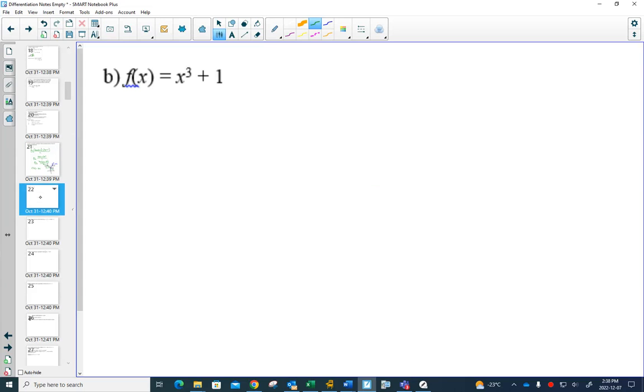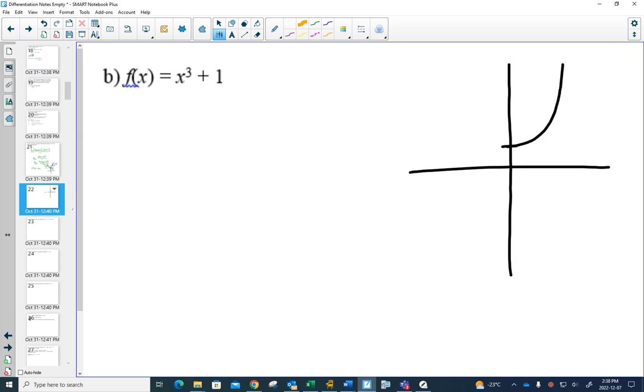This is a graph that you could have graphed. Can you see that that's an x cubed graph moved up 1? It would have a point at 1, 2. Right? If you plugged in 1, you would get 1, 2. You could draw a tangent at that point. How steep is it? What is its slope? This is what the derivative allows us to find.